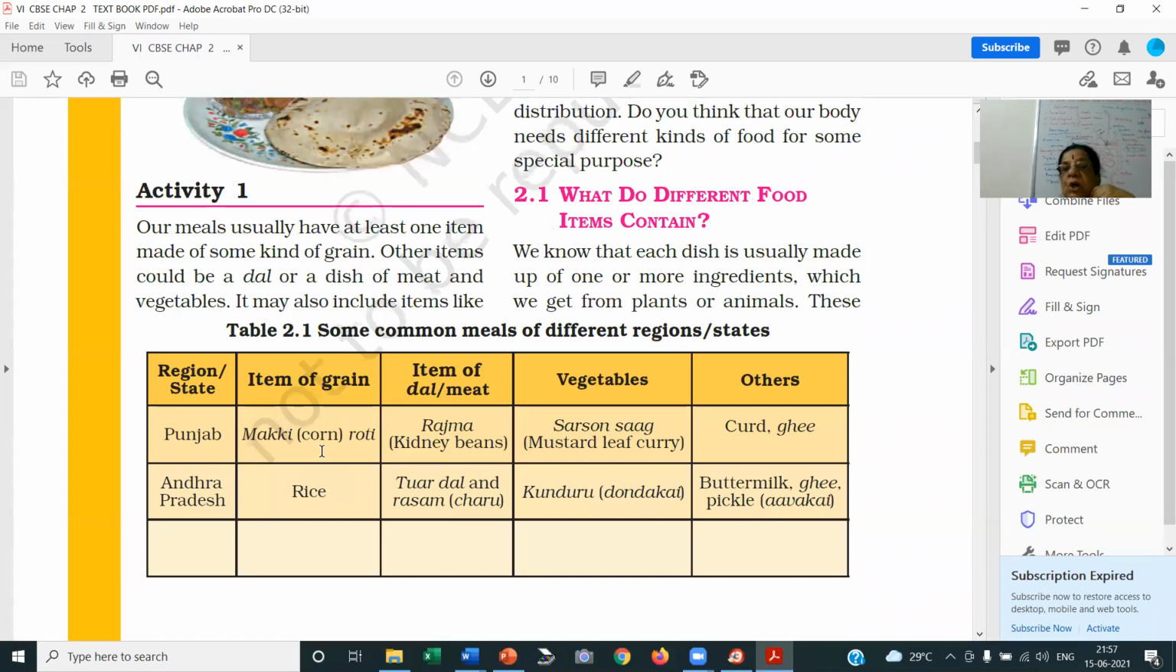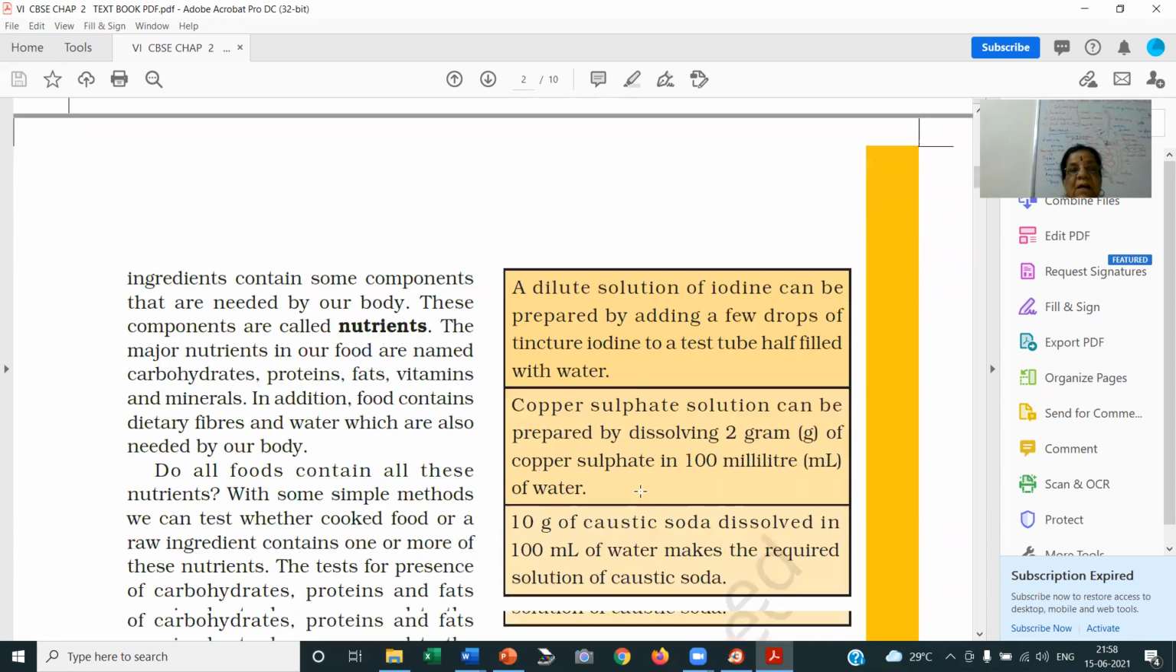the item of corn, makki di roti, and the item of dal or meat is rajma, that is called kidney beans. Vegetable is the mustard leaf curry, sarson ka saag, others are curd and ghee. Whereas Andhra, it is rice, then tur dal and rasam, with thondakai, and then others are milk, ghee, and pickle. They are famous for avakaya pickle.